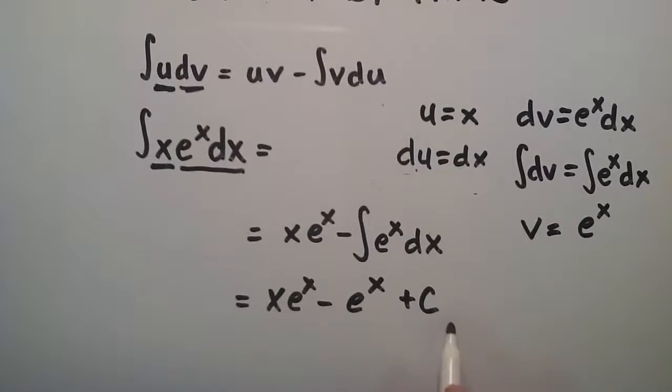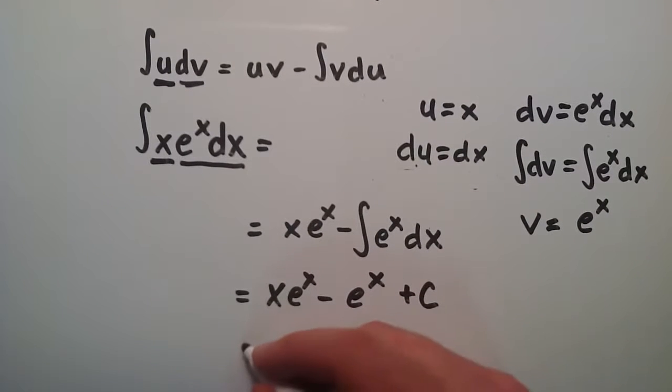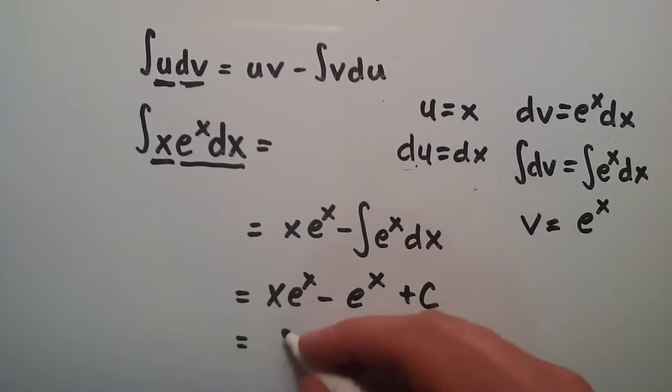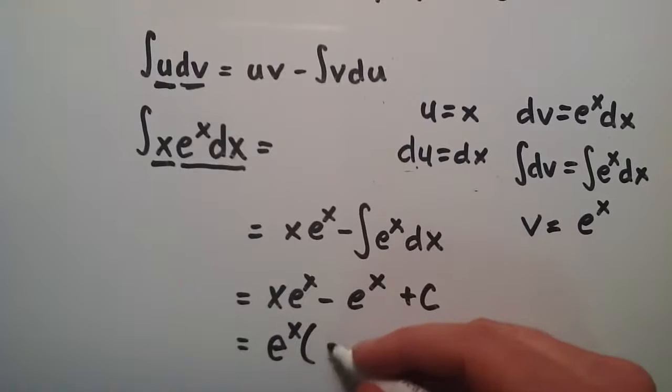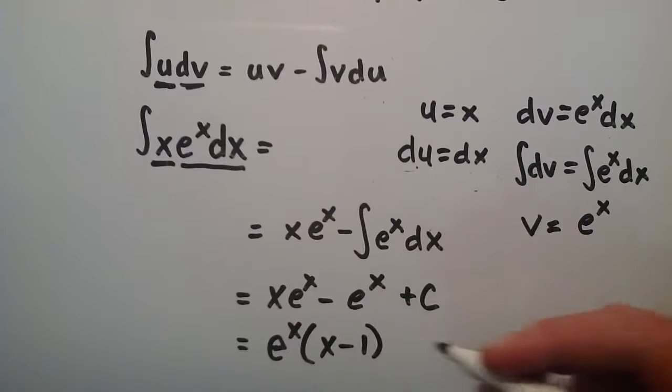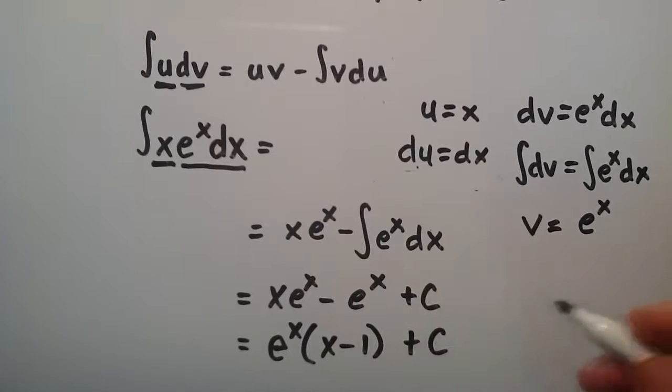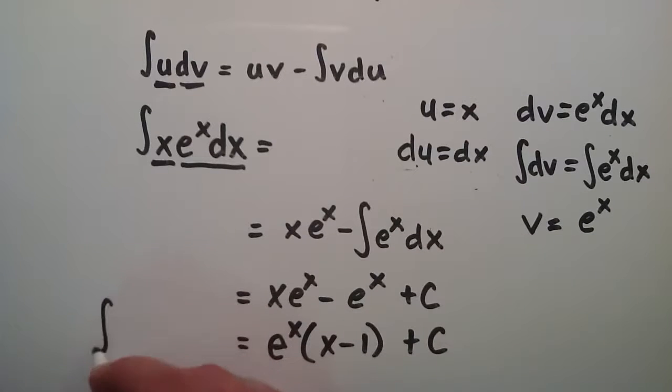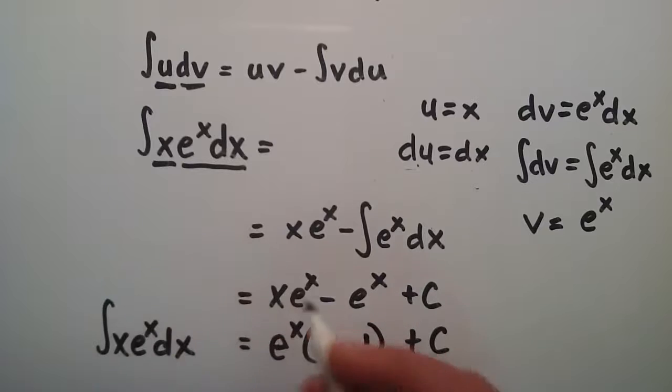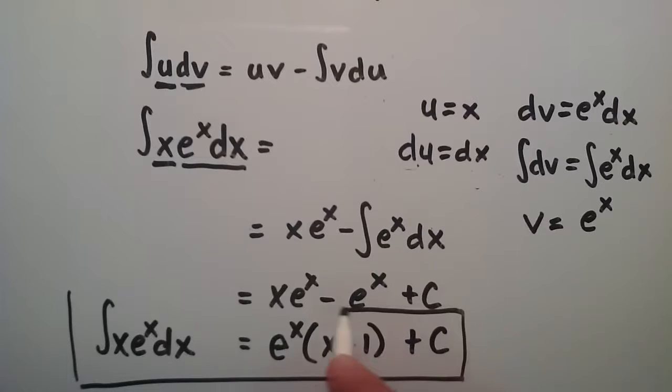So this is our answer now, and we can simplify this a little bit. We can factor out an e to the x out of these first two terms, so this becomes e to the x times x minus 1, plus some constant. So we solved the integral of x e to the x with respect to x, and it turns out that it's equal to e to the x multiplied by the quantity of x minus 1 plus some constant. So this is the solution, and we got that by using integration by parts.